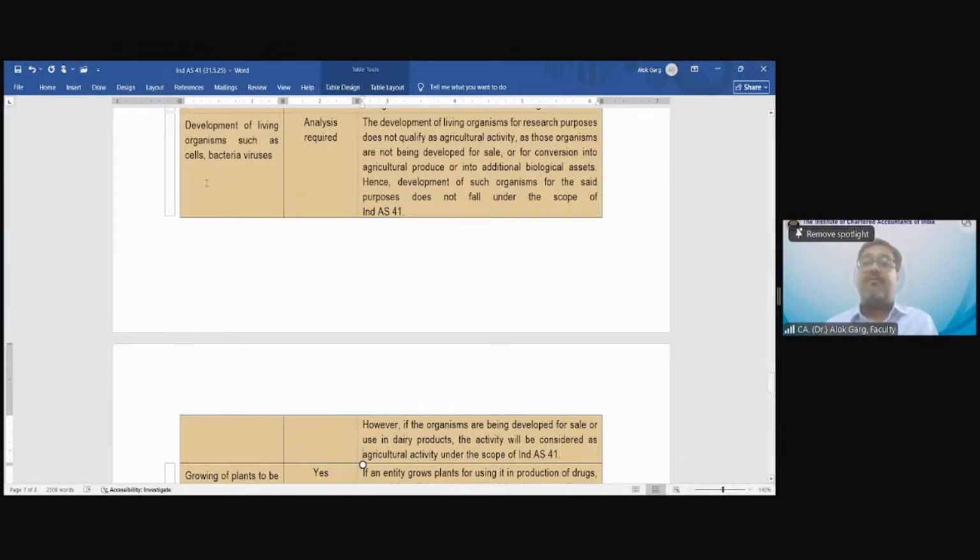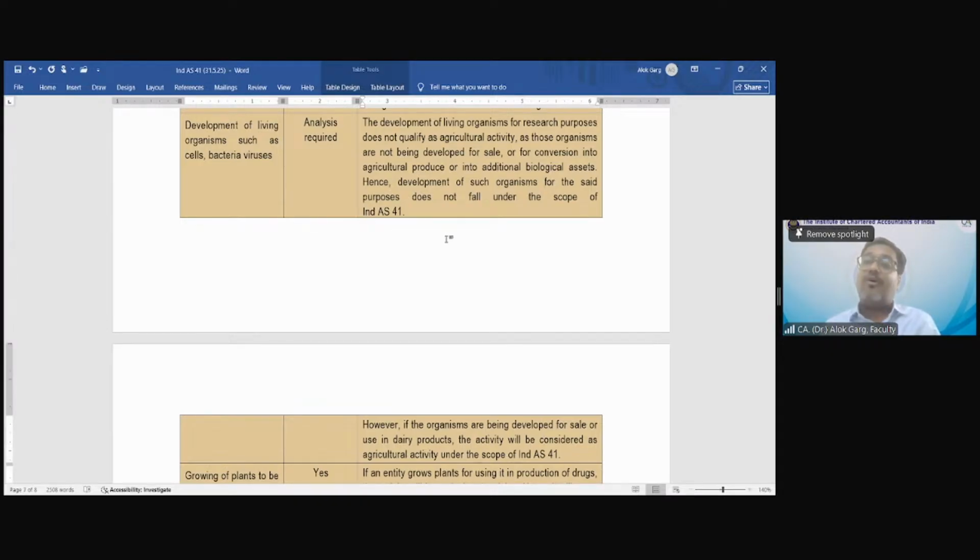Is it agricultural activity? Development of living organisms such as cells, bacteria, viruses, etc. The development of living organisms for research purposes does not qualify as agricultural activity, as those organisms are not being developed for sale or for conversion into agricultural produce or into additional biological asset. Hence, development of such organisms for the said purpose does not fall under the scope of Ind AS 41.